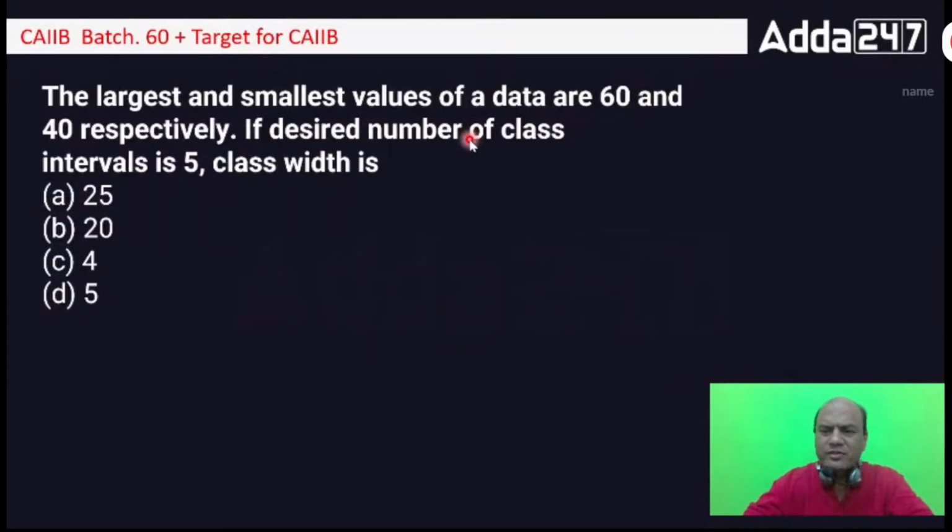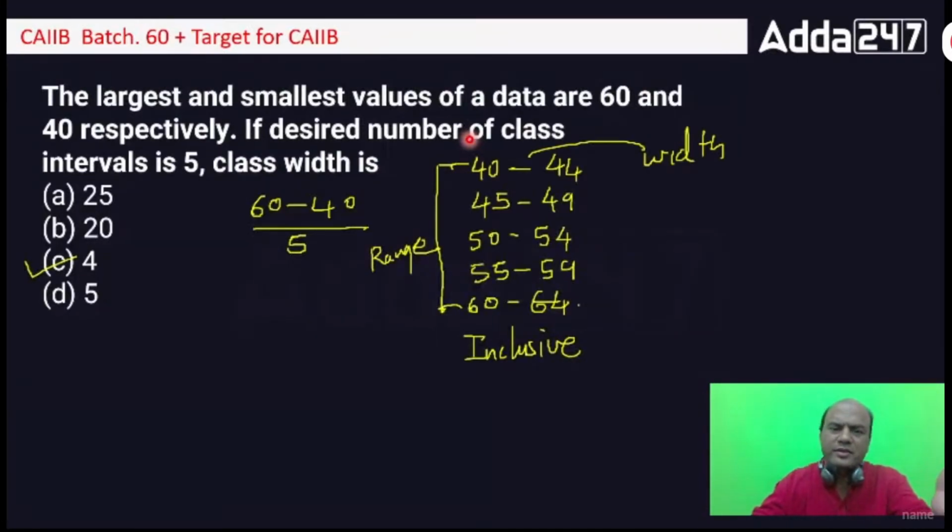4, isn't it? Correct? 4. So 60 minus 40 upon 5. So 20 upon 5, 4. Isn't it? See this 5. Okay?